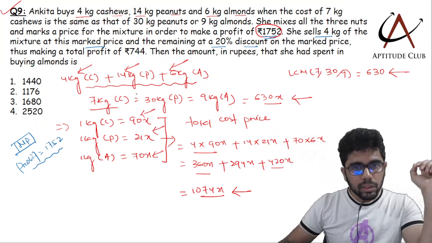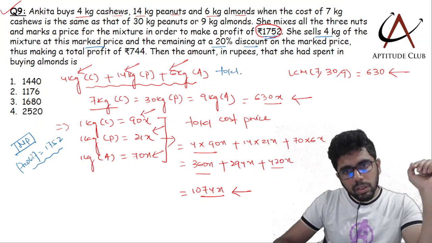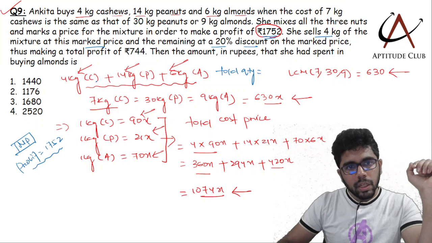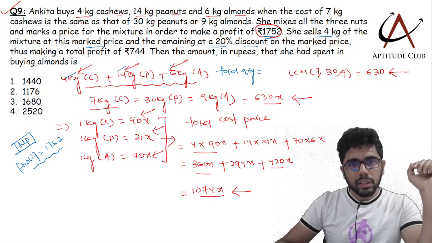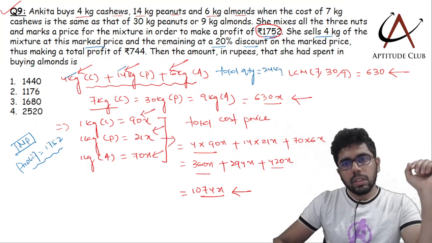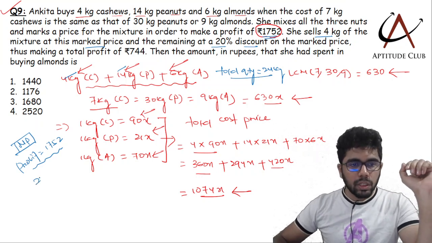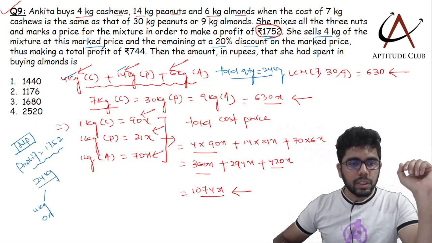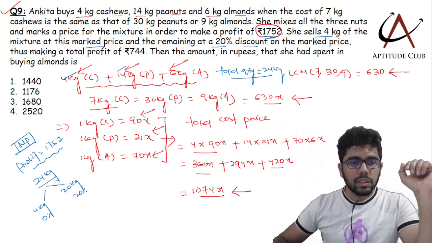तो टोटल कितना kg हो गया? यहाँ पे टोटल क्वांटिटी देख लेते हैं. It is 4 plus 14 plus 6, तो 24 kg. That means out of 24 kg, 4 kg 0% डिस्काउंट में, whereas 20 kg 20% डिस्काउंट में.